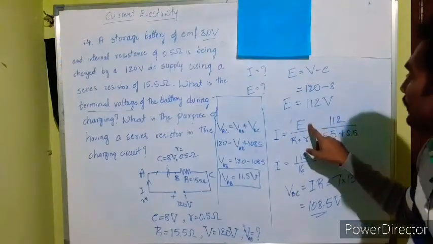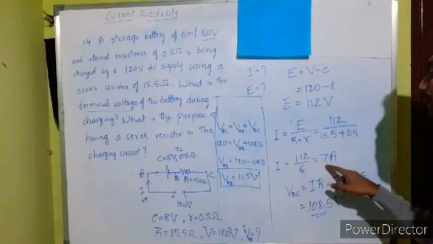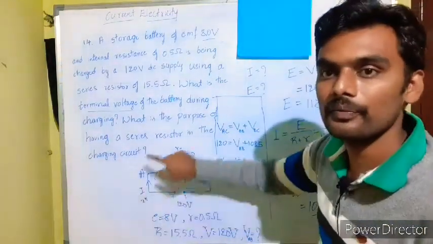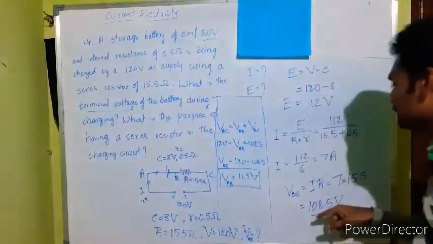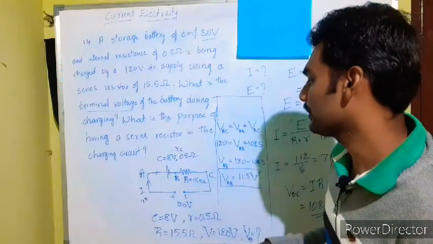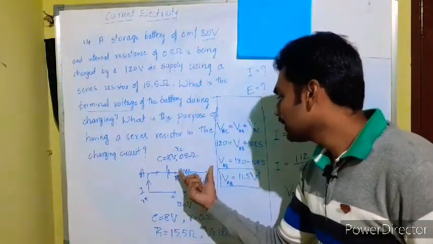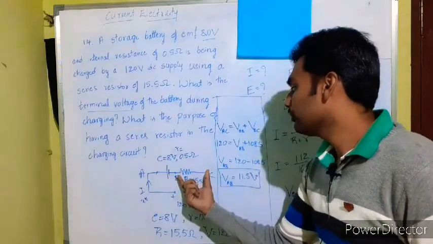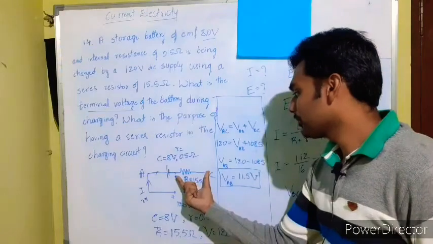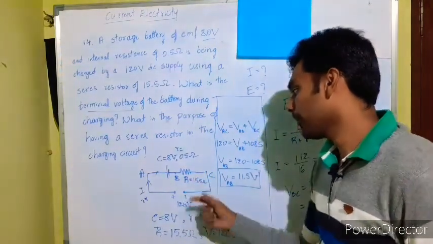And we made use of that in the formula I is equal to E by R plus r to get the current, which is 7 ampere. So 7 ampere current flows through the entire network now. And this 7 ampere current is flowing through both the battery and the external resistance. Now, we went to get the voltage across B and C first, because it is simple, as what we have is a simple resistor here.